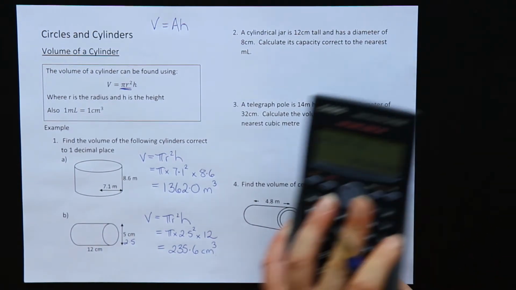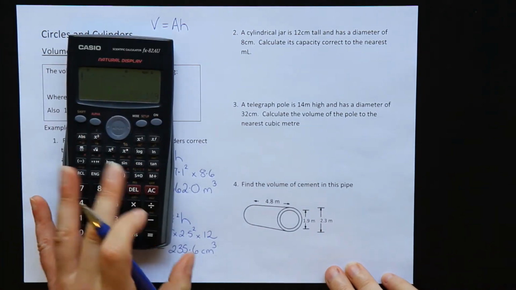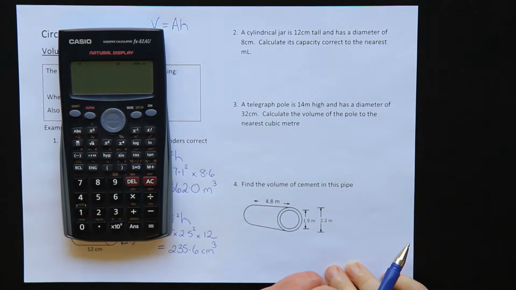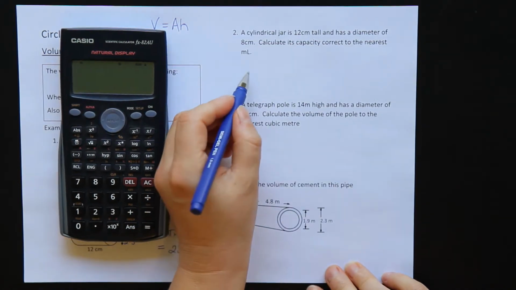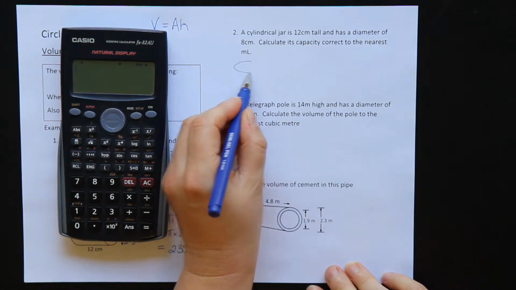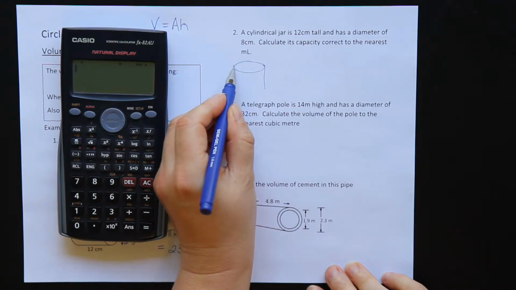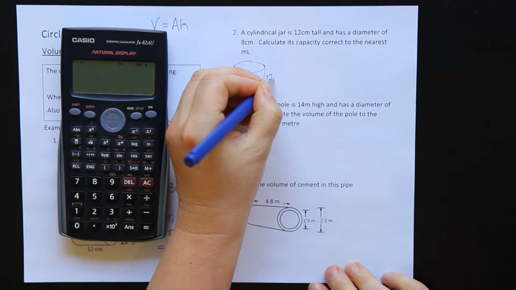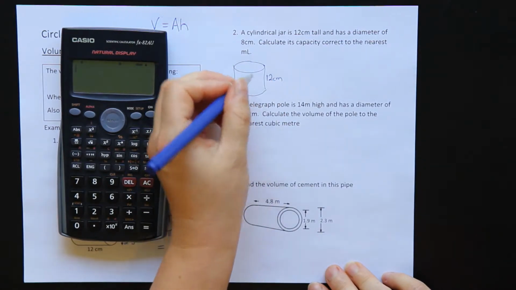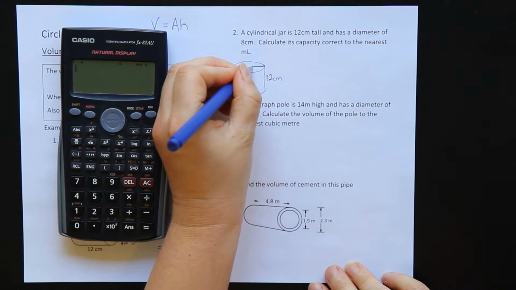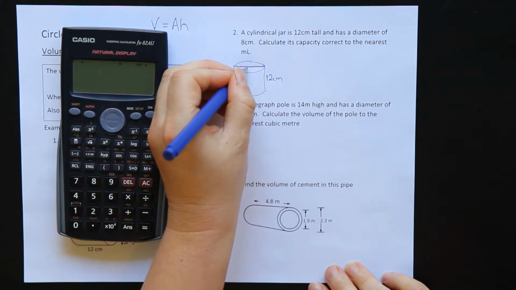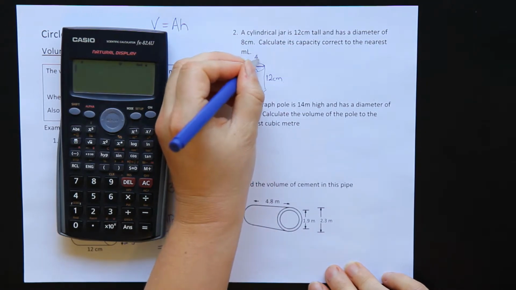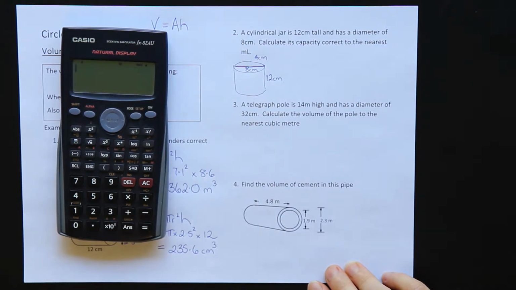Okay, let's look at question 2. A cylindrical jar is 12 centimetres tall and has a diameter of 8 centimetres. So you can draw that if you like, it's always good to have a diagram. Here's my cylindrical jar. It is 12 centimetres tall and has a diameter, which means the whole way across, of 8 centimetres. So I'm going to have to halve that to 4 centimetres for my radius.